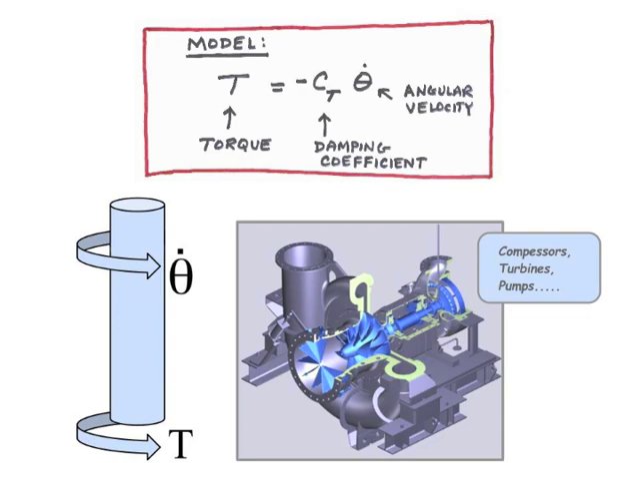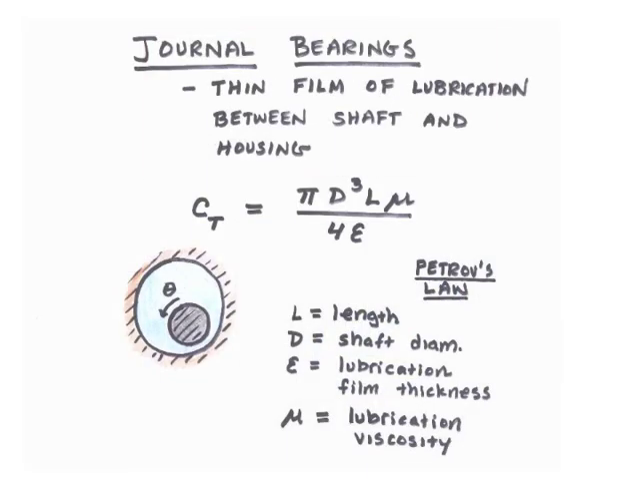Many types of bearings are present in rotating machinery. Among these are journal bearings, where a thin film of lubrication exists between the shaft and the housing. The damping coefficient of journal bearings is governed by Petrov's law, which you see here. This law shows that the damping coefficient is dependent upon the length of the journal bearing, the diameter of the shaft, the lubrication film thickness, and the lubrication viscosity.